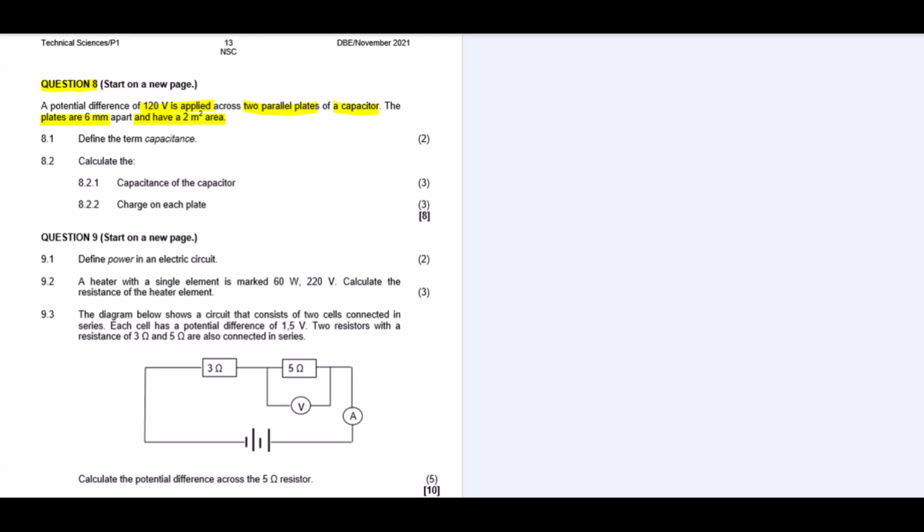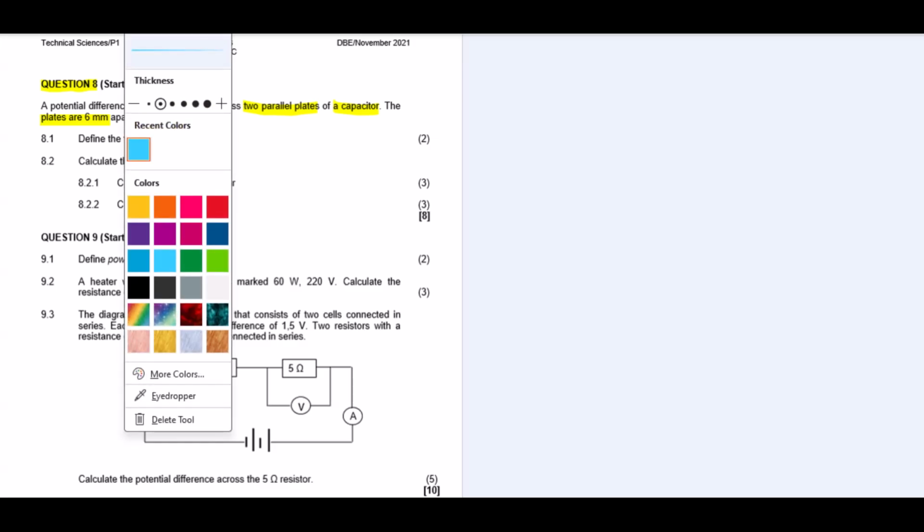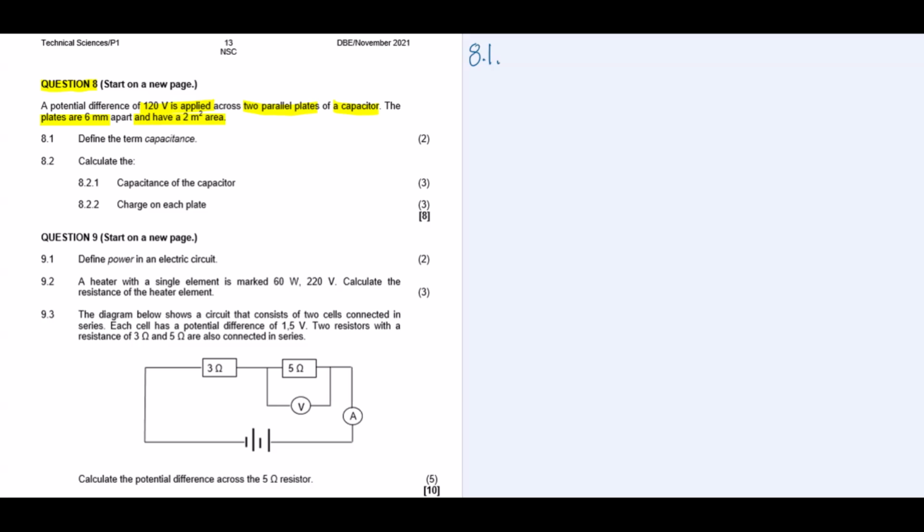Now the first question here is asking you just to define in 8.1. We just have to define what is capacitance, right? So 8.1, that question, says we must define what is capacitance. According to our exam guideline, the capacitance is just the amount.